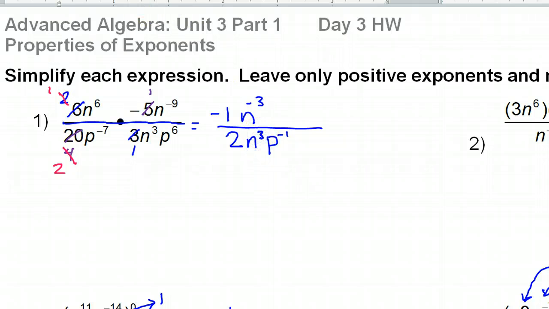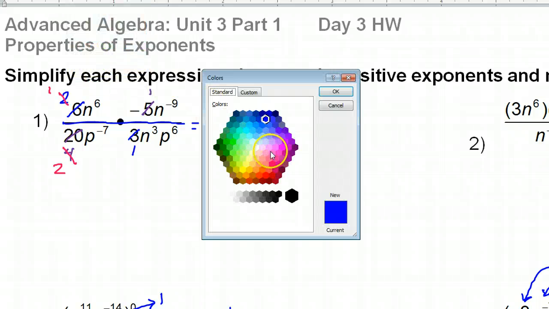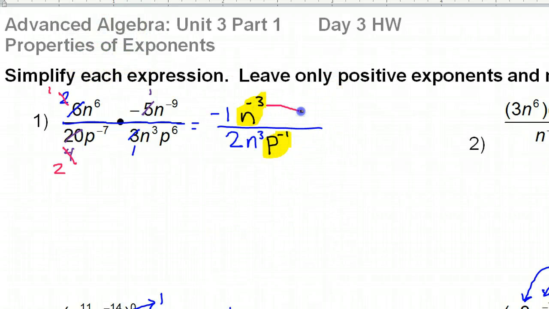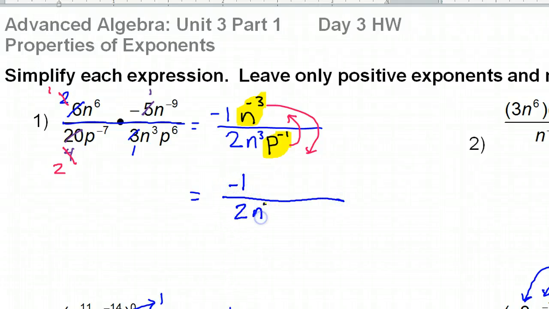Now, we know that anything that has a negative power is on the wrong side of the fraction. So these two things are going to have to move. So that means this is going to have to drop down, and this is going to go up. So at that point, we are going to have, so there's my -1 over 2 n to the 3rd. See, everything here in blue is not moving. But this p comes up and becomes p to the +1 power. This n comes down and becomes n to the 3rd power.